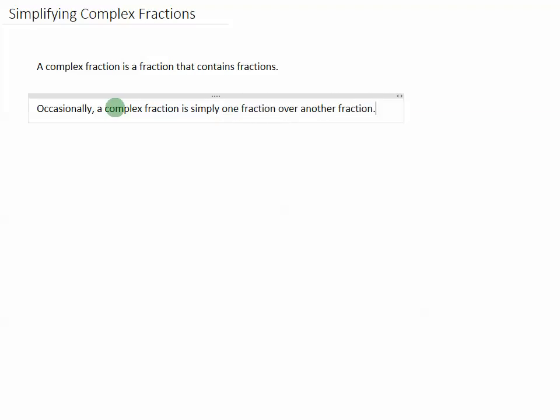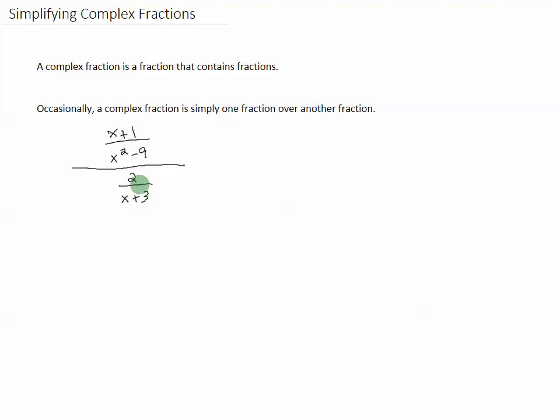Okay? So for example, and we'll work this example out later, but this is an example of a complex fraction. x plus 1 over x squared minus 9, that fraction, over 2 over x plus 3. So we have a fraction over another fraction. And notice that this fraction bar here is larger than the others. So what that does is that separates our numerator from our denominator. Okay? So that's what we mean by it's just one fraction over another fraction. Those are the easiest to work with.